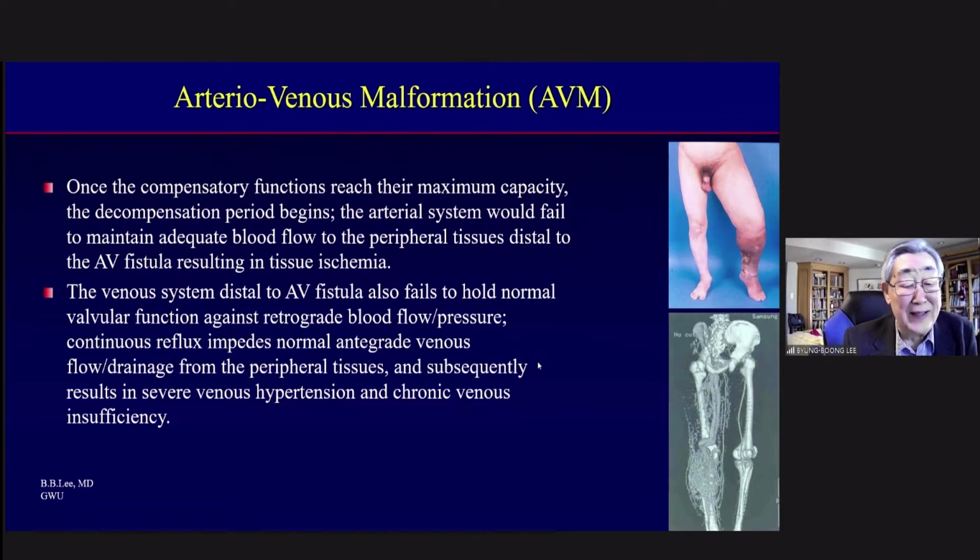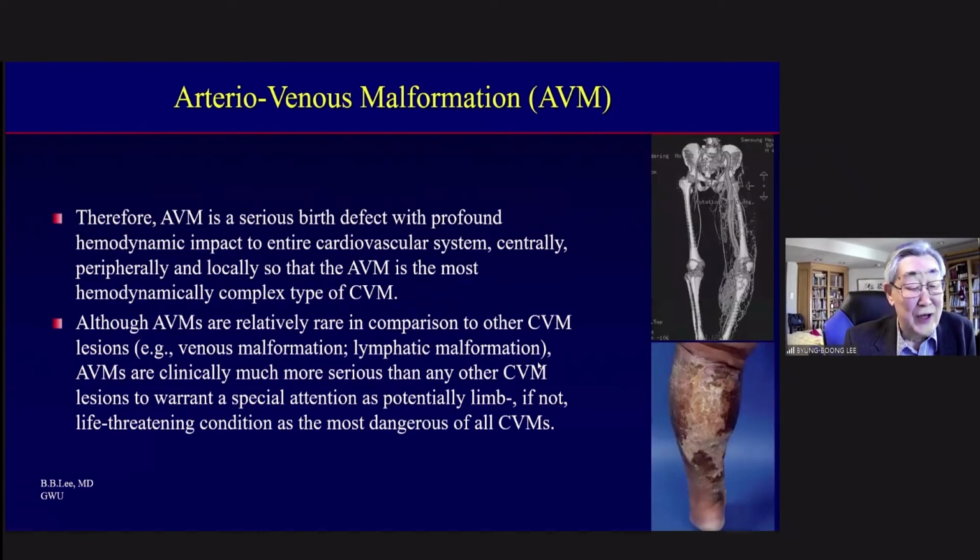The arterial system would fail to maintain adequate blood flow to peripheral tissue, distal to the AV fistula, resulting in tissue ischemia. The venous system, distal to the AV fistula, also fails to hold the normal valvular function against the retrograde blood flow, and continuous reflux impedes the normal antegrade venous flow and drainage.